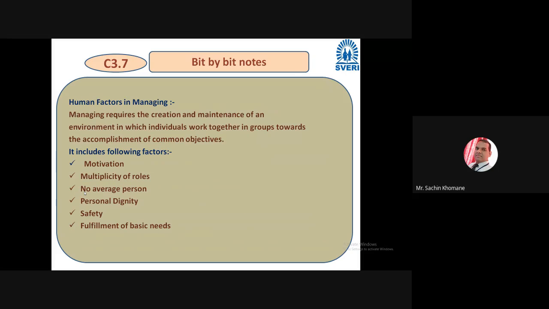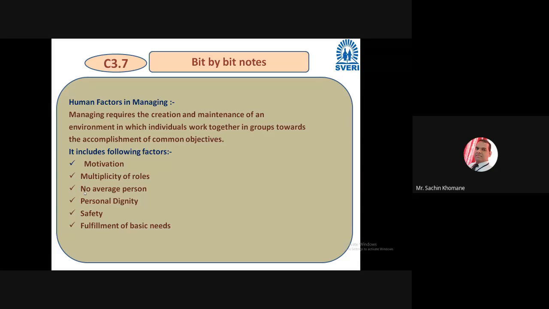So, human factors in managing. Next bit. So friends, managing requires the creation and maintenance of an environment in which individuals work together in groups towards the accomplishment of the objective that everybody is knowing, right? So it includes a variety of factors. Human factors are so many, right? So without considering those factors, you cannot become a proper manager.